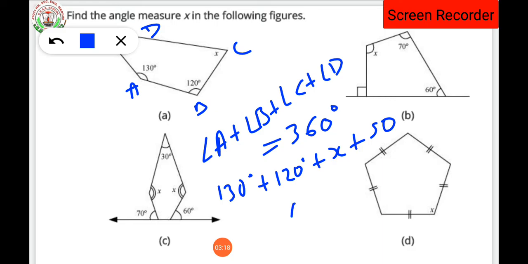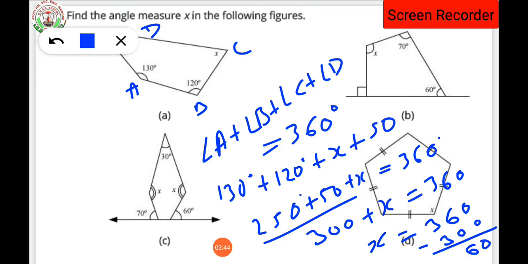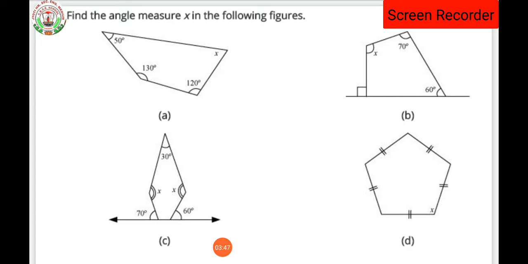Now add it. You will get the required answer. Okay. So here 130 plus 120 is 250, plus 50 plus x is equal to 360, isn't it? So 250 added to 50 will be 300, plus x is equal to 360. As we know that we have to find the value of x, so 360 will be subtracted by 300. You will get the required answer as 60. So what is the value of x we have over here? The value of x, the angle x, is equal to 60 degrees. So in this way you have to solve the question. Clear?